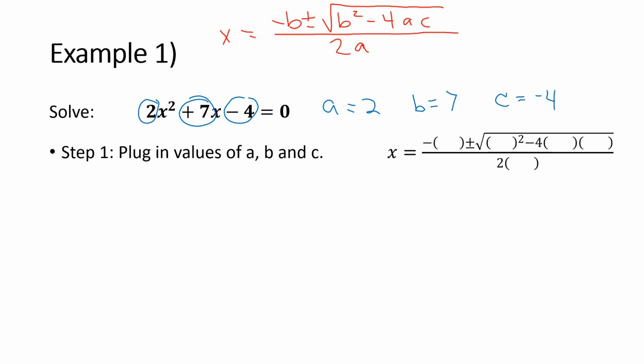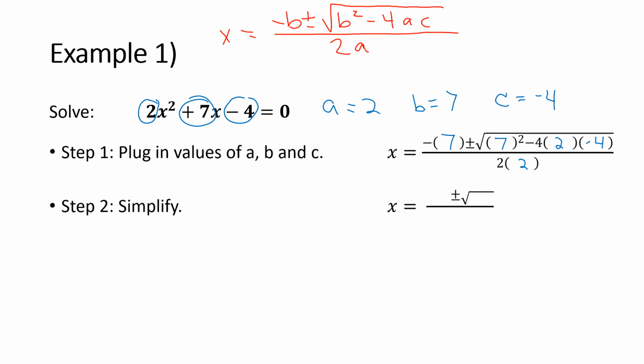The formula in the beginning says negative b. So for b, I'm going to plug in 7, plus or minus the square root of b squared. So again, for b, I'm going to plug in 7, minus 4 times a times c. So for a, I'm going to plug in 2, and for c, I'm going to plug in negative 4. In the denominator, the formula says 2 times a. So for a, I'm going to plug in 2. Now, plugging the numbers in, you do have to be very careful, but that's a fairly easy step.